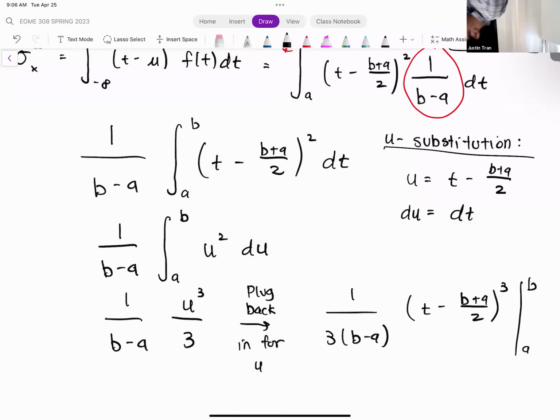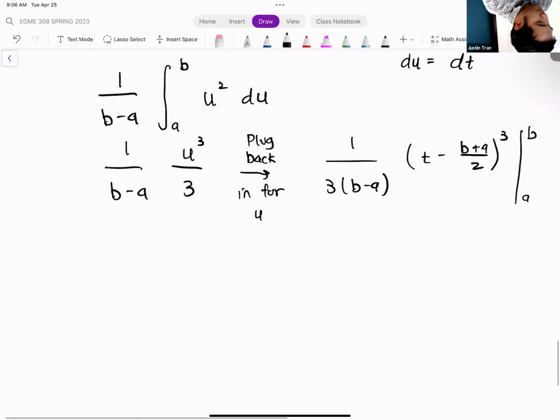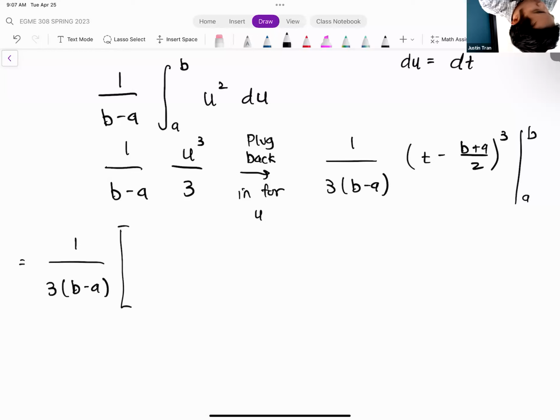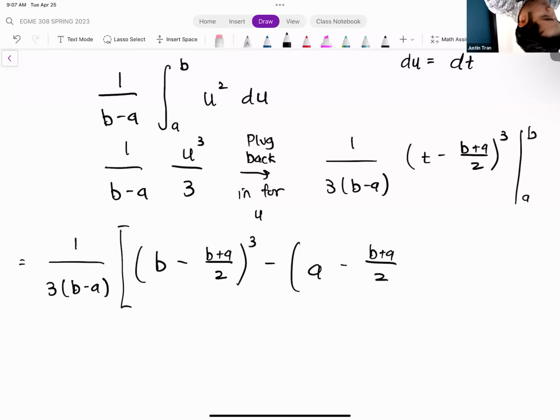All right, now that we've performed the integral, the last step here is going to be the most work: plug in the bounds and then simplify. Let's go ahead and do that. So we have 1 over 3 times b minus a, times b minus b plus a divided by 2, cubed, minus a minus b plus a divided by 2, cubed.